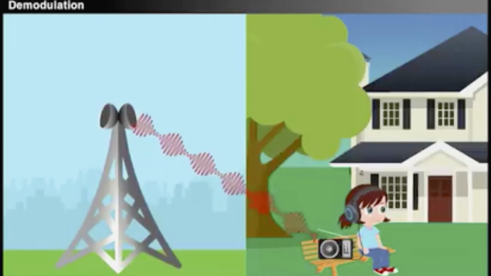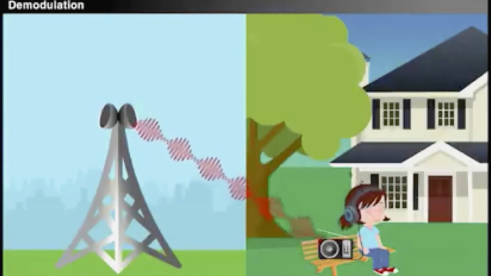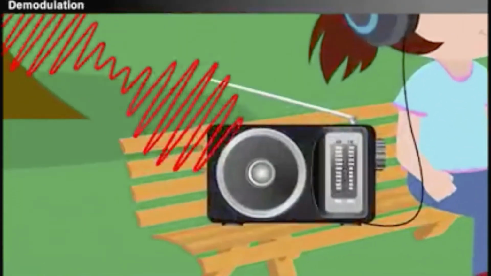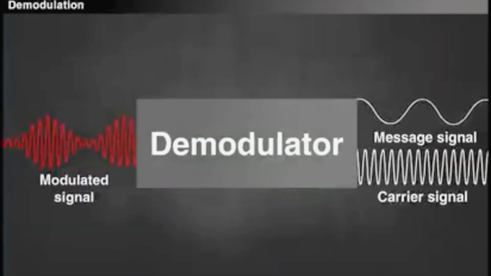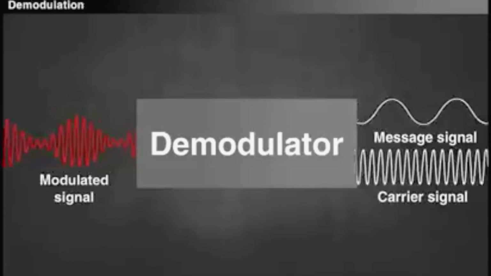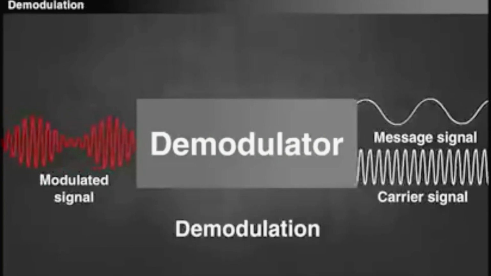So far, we have studied about modulation and the need for modulation. When the modulated signal reaches the receiver, it is necessary to separate the message signal from the carrier signal. This process of recovering the low-frequency message signal from the modulated signal is called as demodulation.